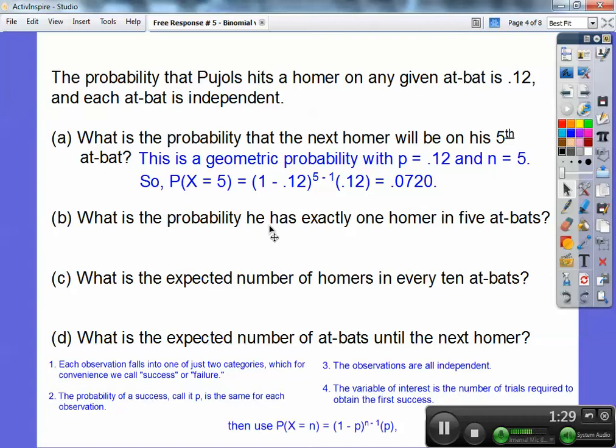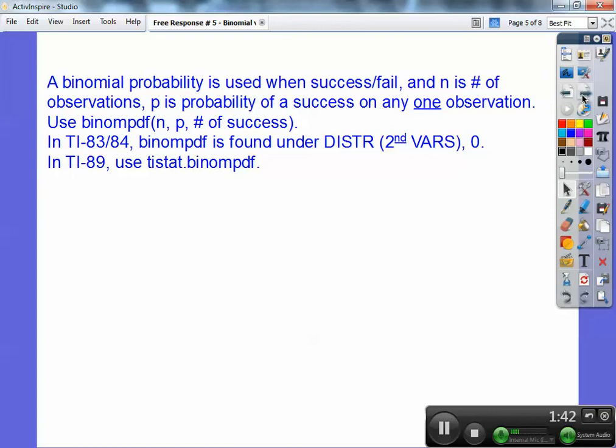Okay, what's the probability that he has exactly one homer in 5 at-bats? It's not asking on which at-bat he gets that one homer. It's just saying he has exactly one. So when it's asking a question like that, it's a binomial distribution. And when it's a binomial distribution, it's the same, except it's the probability of success on any one observation.